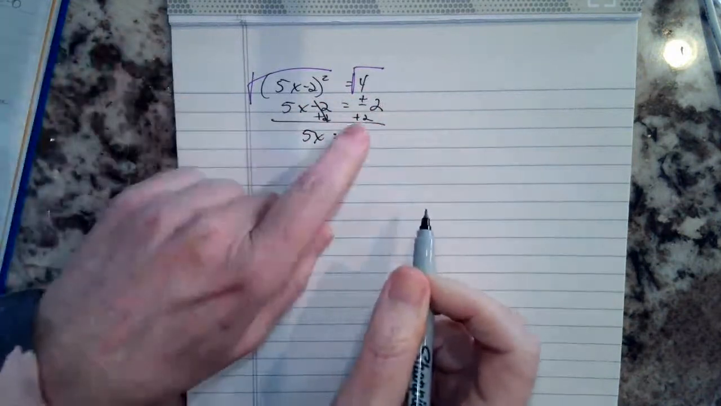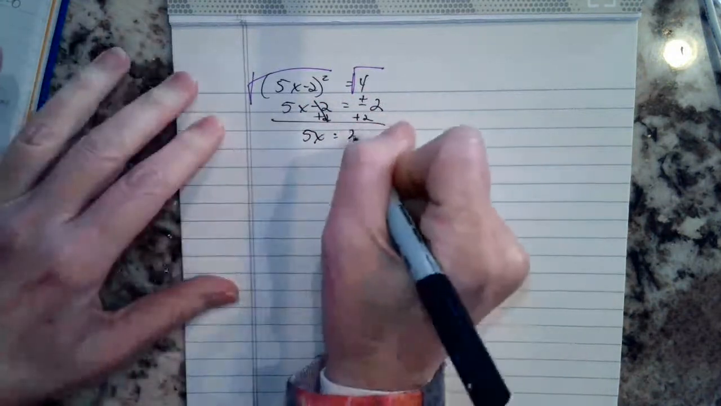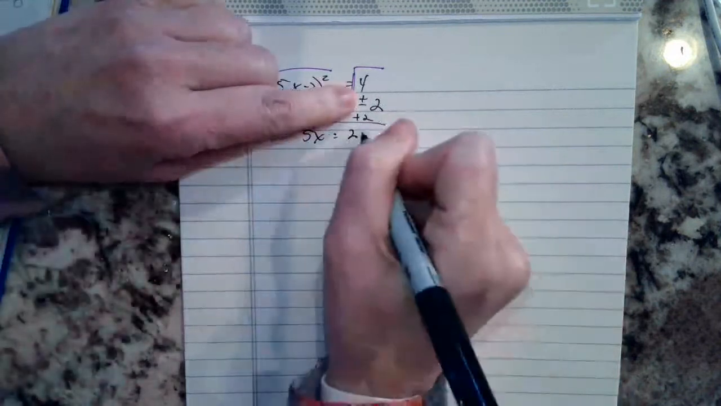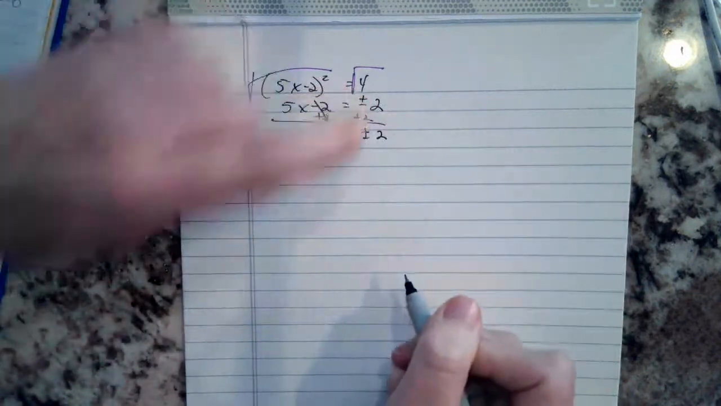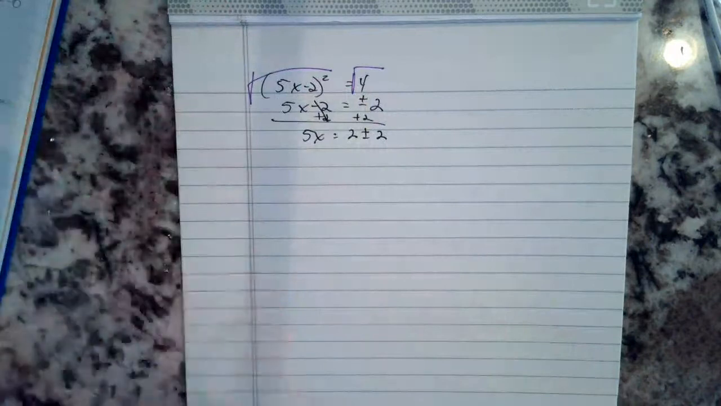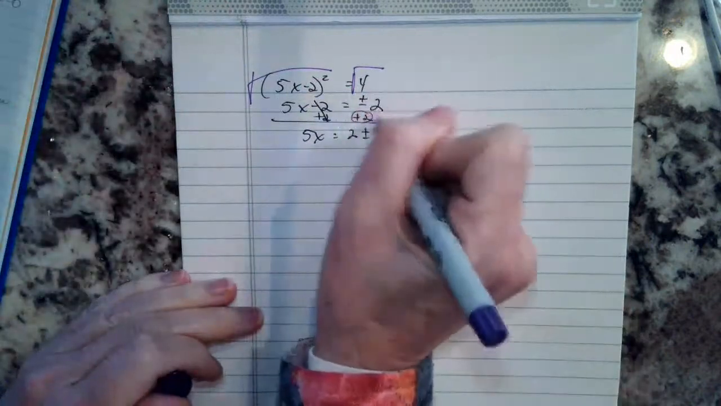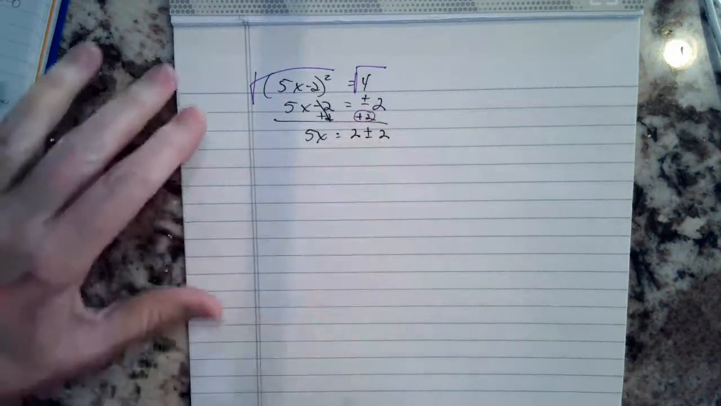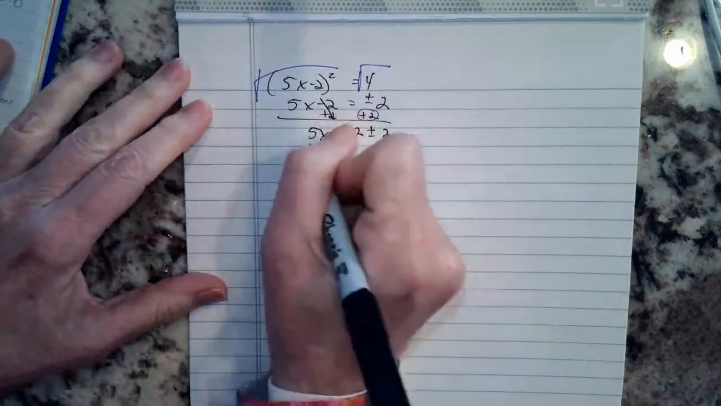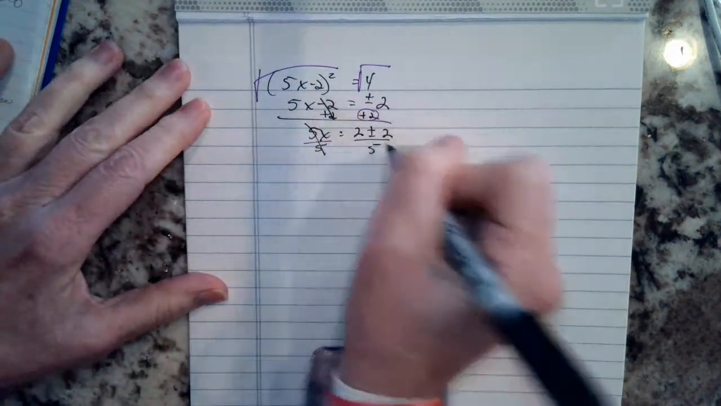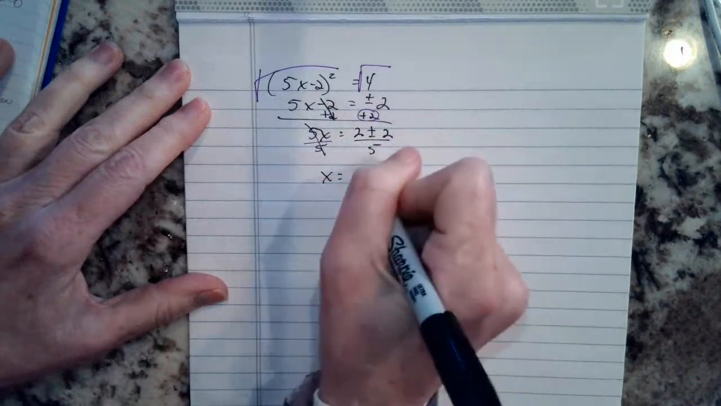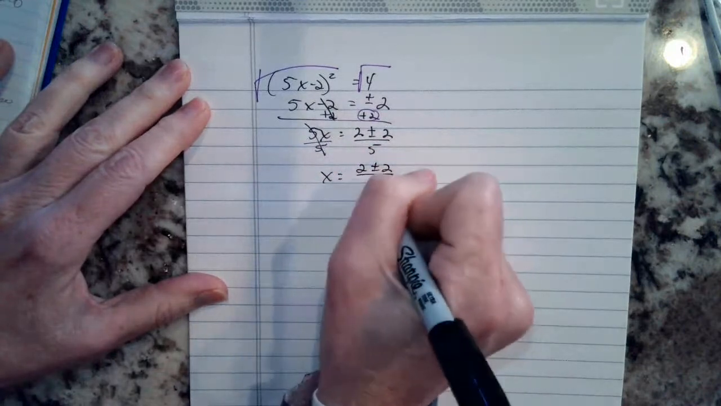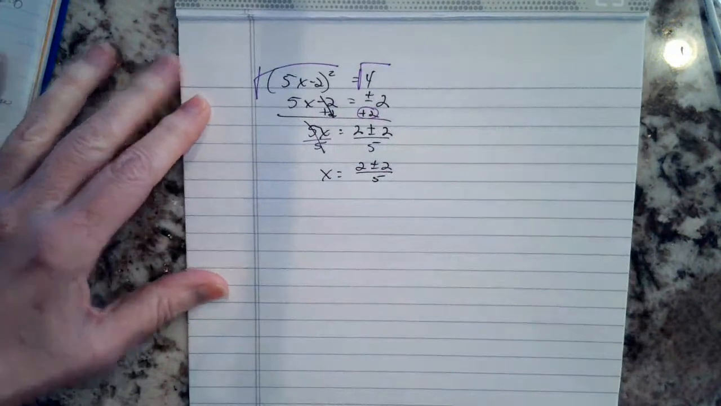Be careful here. Grab this one that you've moved over, 2, plus or minus 2. So we're going to take what we've moved and write it first, and then what was there behind it. Still trying to get x by itself, we're going to have to divide both sides by 5. So we get 2 plus or minus 2 divided by 5.